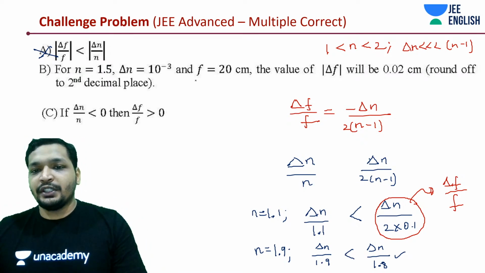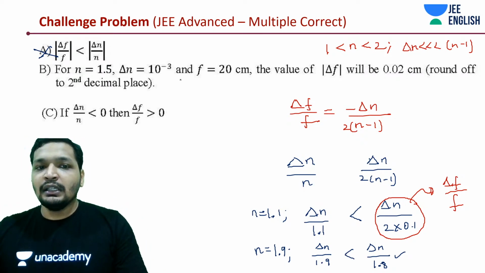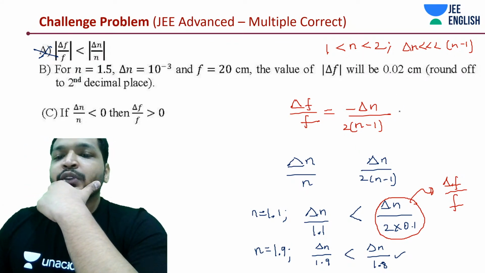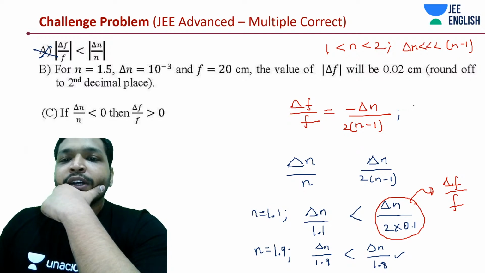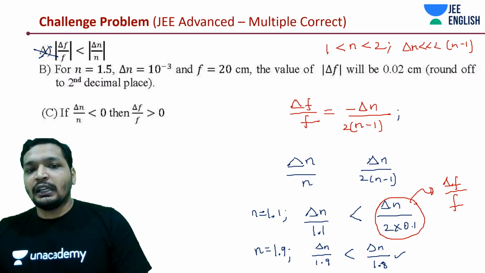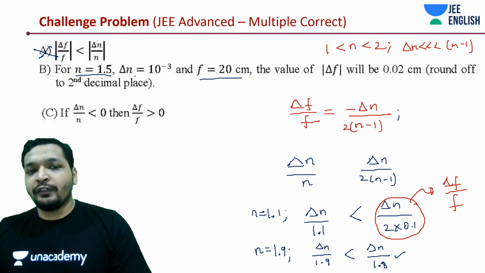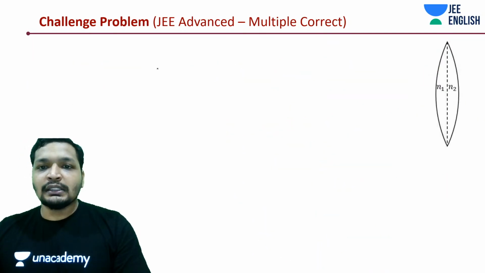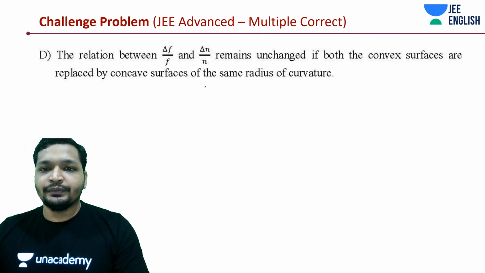Okay, now let's come to the most interesting part, analyzing the B option. I hope this is clear. Let's get into the B option. Before that, I'll try to simplify things over here itself. We need to find the value of delta f, which we can derive from here. Given to us, the focal length is 20 centimeters, n is 1.5, and delta n is 10 to the power minus 3. The data are given in the question.